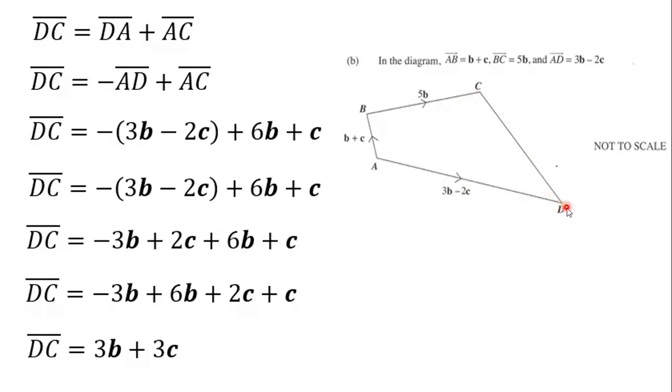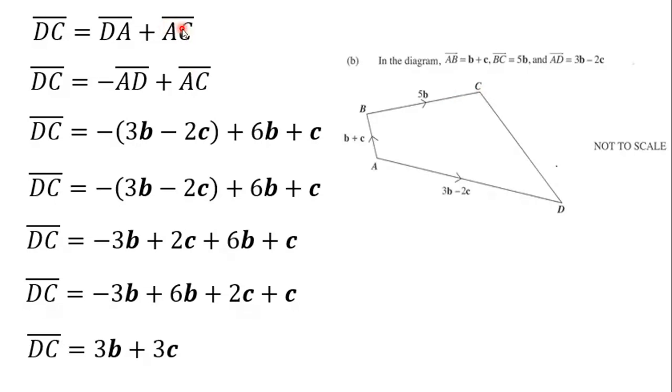Now we can go from D to C, but the problem is that we don't have an expression for this line, so we have to go the long route. We start at D and go to A, and that's why we have DA. And then we start at A and go to C, and that's why we have AC here.